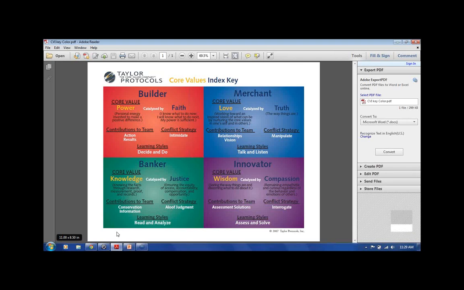So for bankers, their core value is knowledge. Their core value is information and facts and research, and they're the ones who typically have a pile of binders on their desk that they actually refer to and use, and are willing to come up with answers. They go through and look at it and are like, okay, this is the logical answer. I'm going with that. They store knowledge.